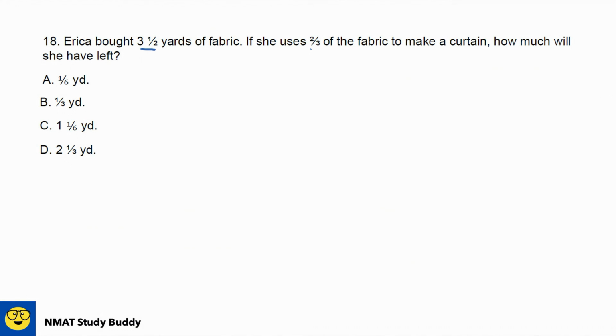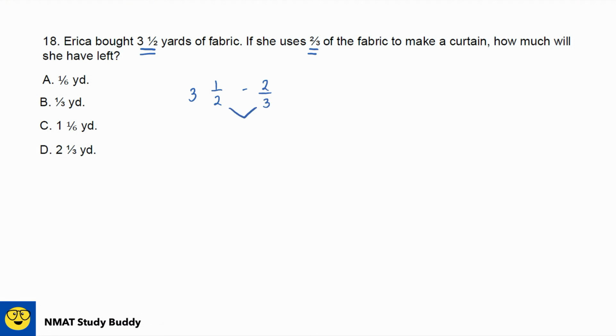Number 18, Erica bought 3 1/2 yards of fabric. If she uses 2/3 of the fabric to make a curtain, how much will she have left? So, here, we will just subtract the 2/3 from 3 1/2, which is the total. So, 3 1/2 minus 2/3.